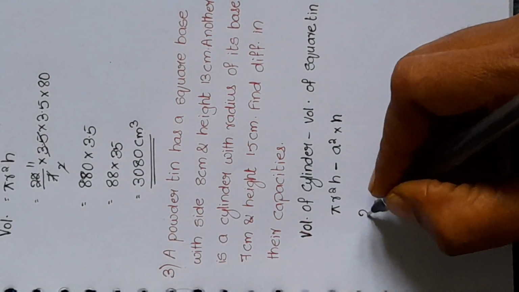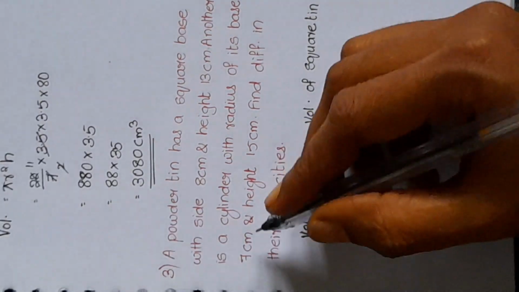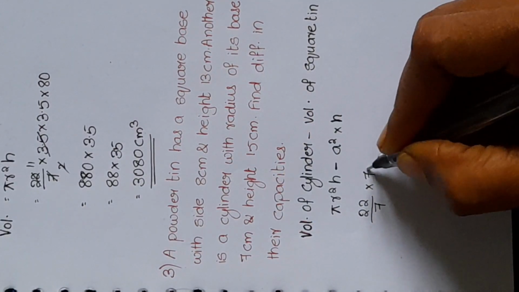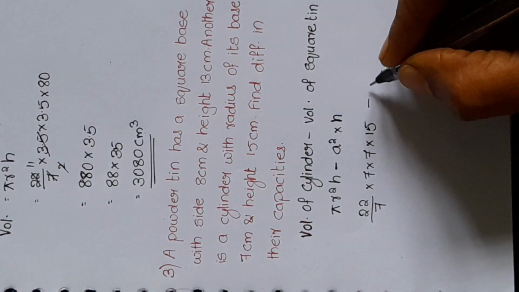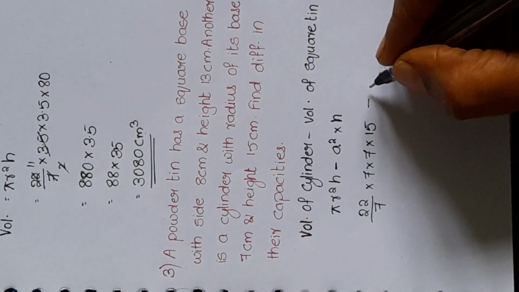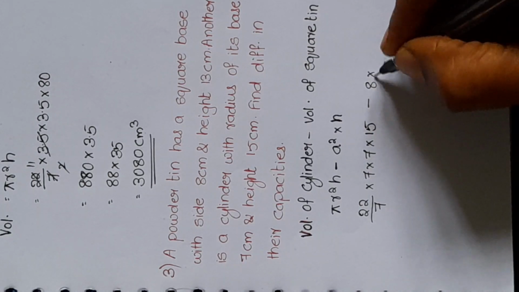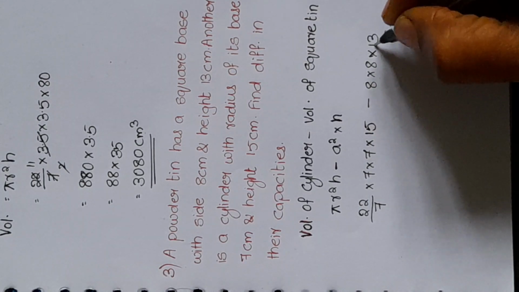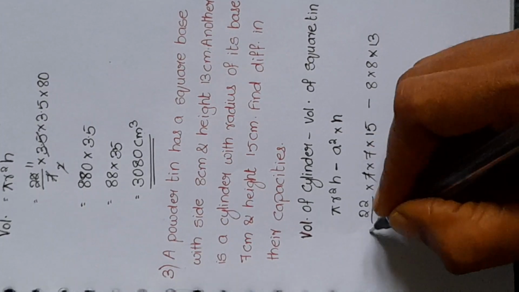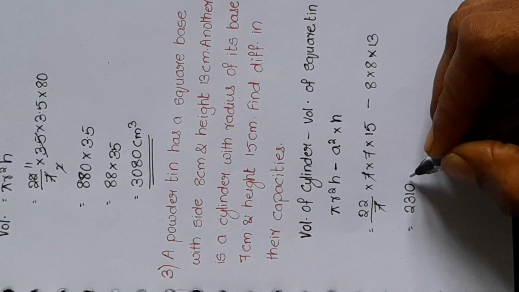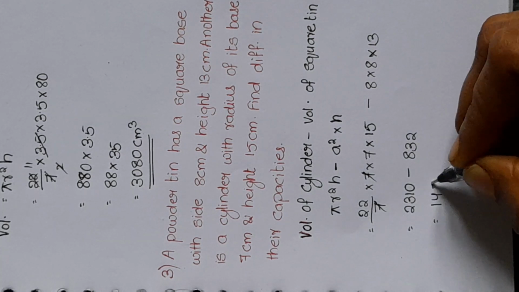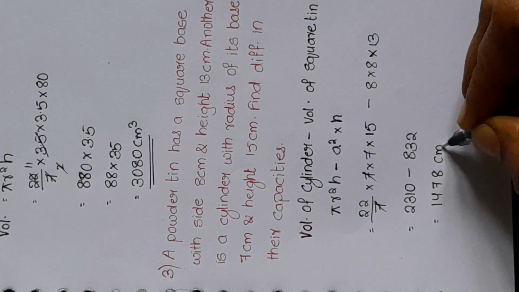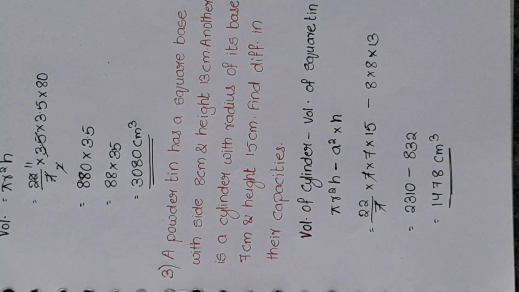Now substituting the values, 22 by 7. The radius is given as 7. So 7 into 15 minus a square is 8 into 8 into the height is given as 13. So 8 into 8 into 13. 7 and 7 gets cancelled. That is 2310 minus 832, which is equal to 1478 centimeter cube. Is the difference in the capacities.